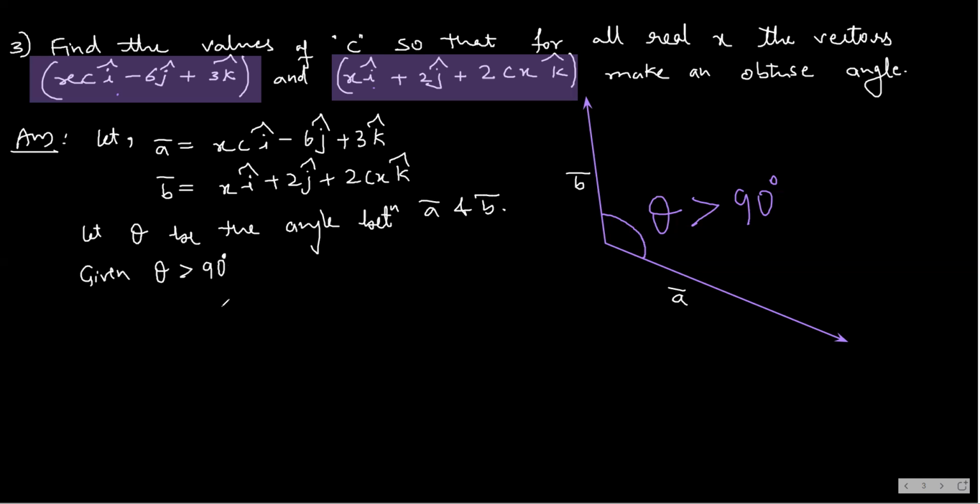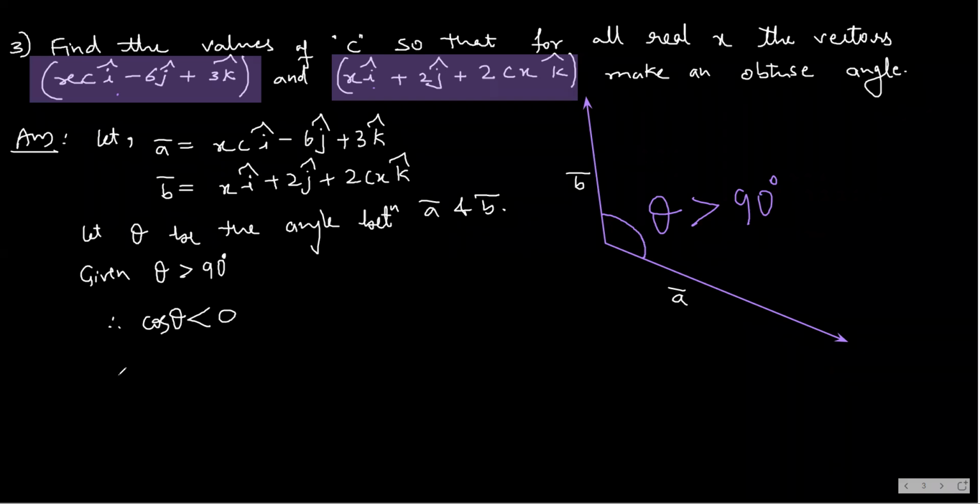Now you all know if theta is greater than 90 degrees, therefore cos of theta will definitely be negative, because cos of any angle greater than 90 degrees is negative. Cos in the second quadrant, more than 90 degrees, the cos value is negative. So I will write cos theta is less than 0.